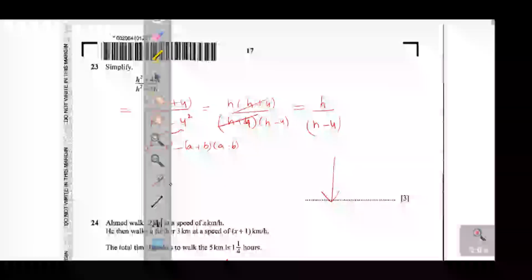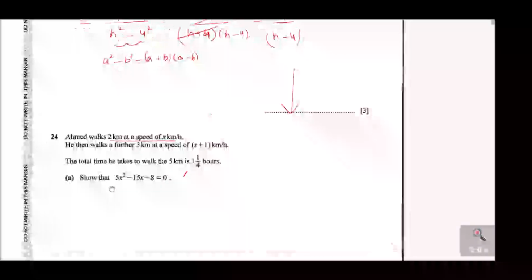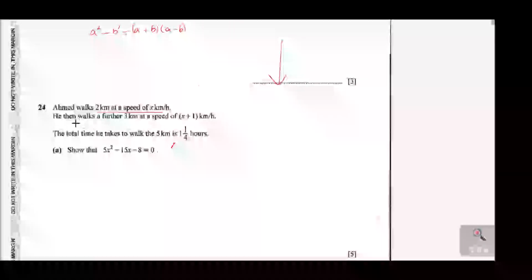Question 24. Ahmed walks 2 kilometers at a speed of x kilometers per hour. Then he walks a further 3 kilometers at a speed of x + 1 kilometers per hour. The total time he takes for 5 kilometers is 1 hour 4 minutes. Show that 5x^2 - 15x - 8.